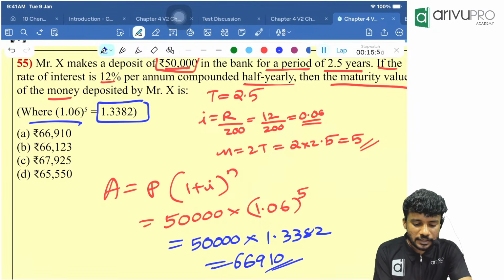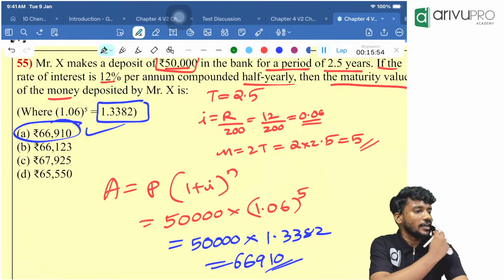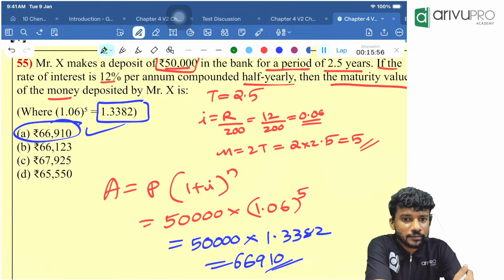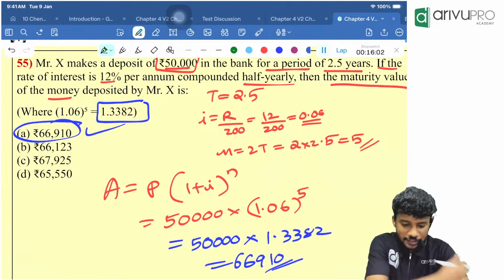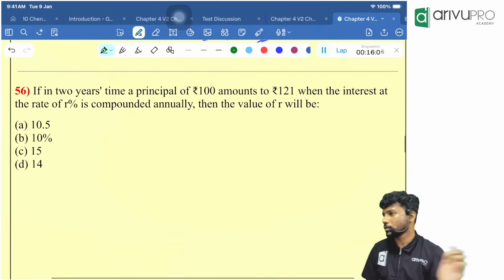66,910 is our answer. Which option is the answer? Option number A is our answer. Very direct. Got it? Fine. Can I take you to the next one? Ready? Yes. If so, look at this.